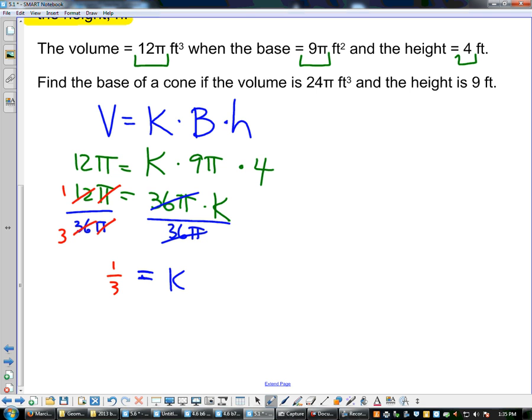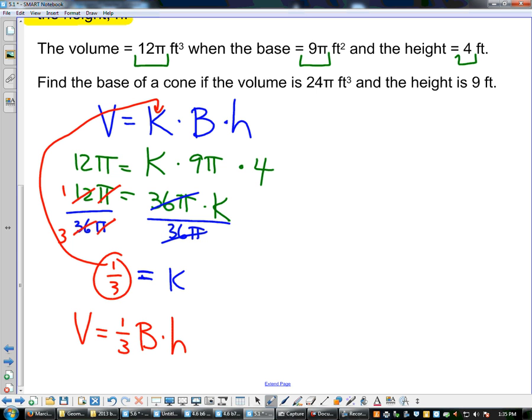So we're going to plug in that 1/3 value in for the k. So our equation that relates the volume, the base, and the height is V equals 1/3 the base times the height. Now we can use that equation to answer the question. Find the base of a cone if the volume is 24 pi cubic feet and the height is 9 feet. So the volume is 24 pi.